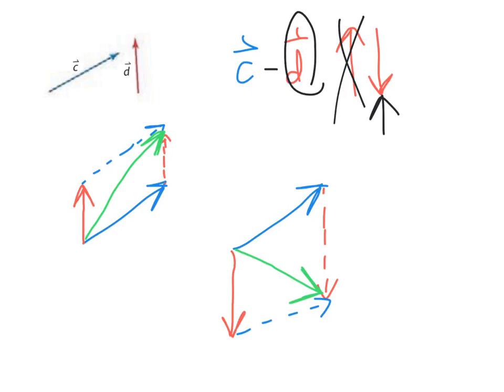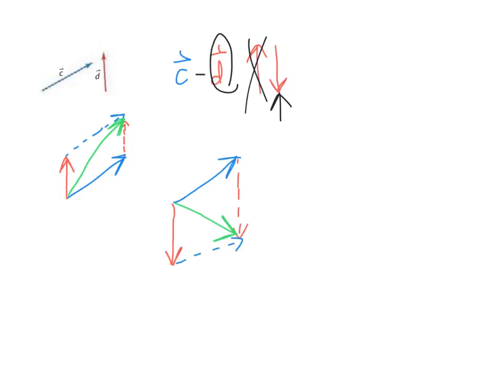All right, we're going to do one last problem. We're going to do vector D minus vector C. So instead of flipping D around, now we're going to flip C around. If you want to pause the video, you can try it on your own. And then once you unpause it, I'm going to give a full explanation of how to do vector D minus vector C.